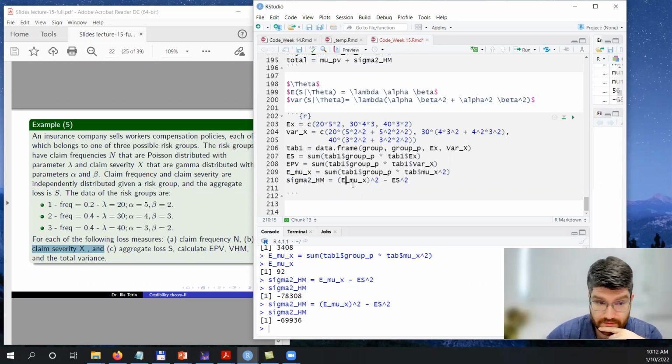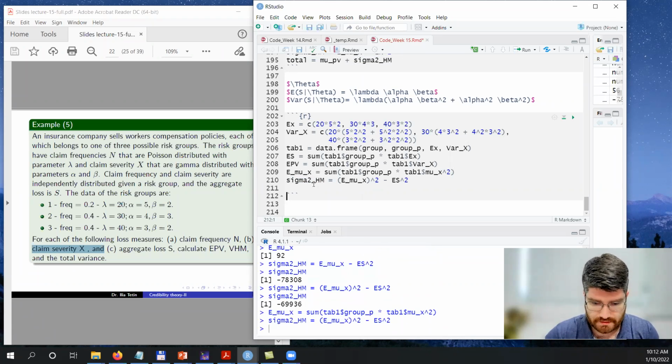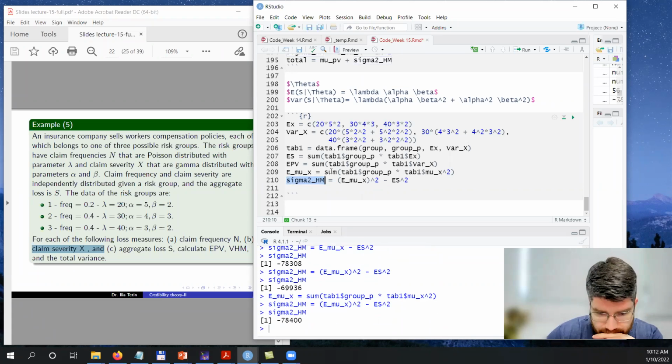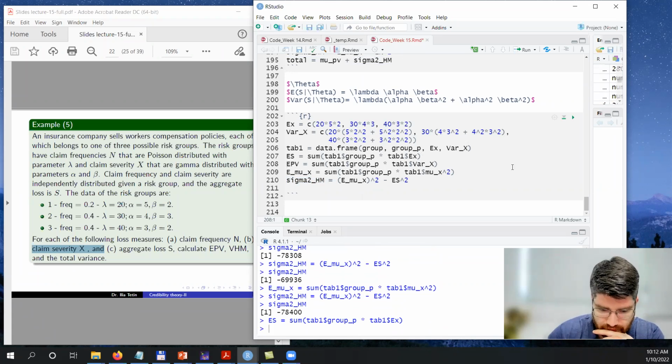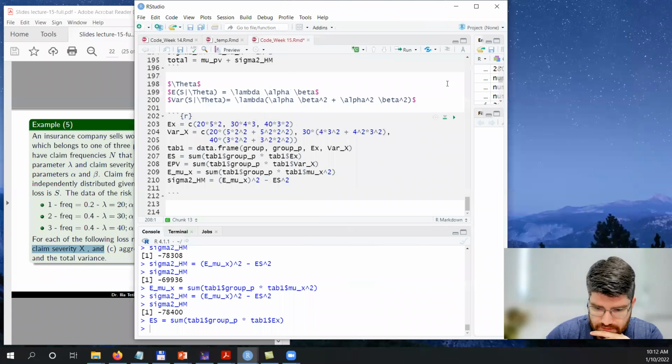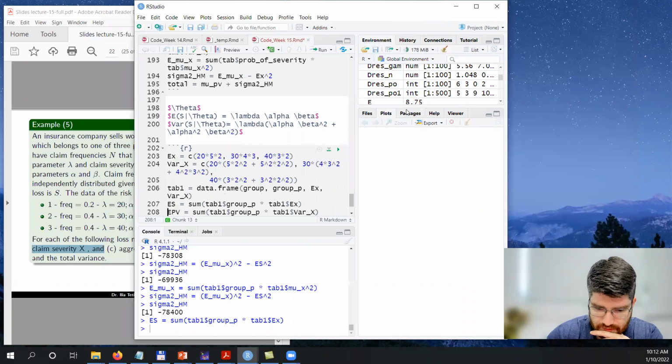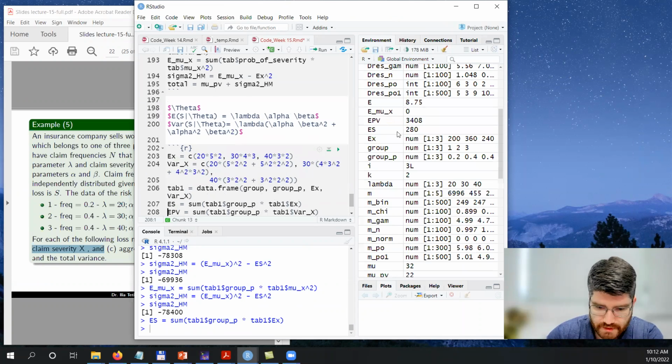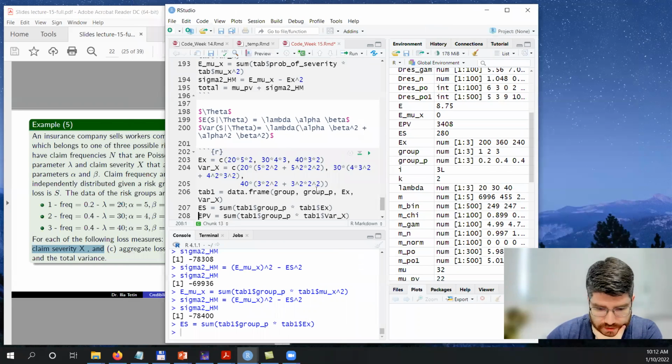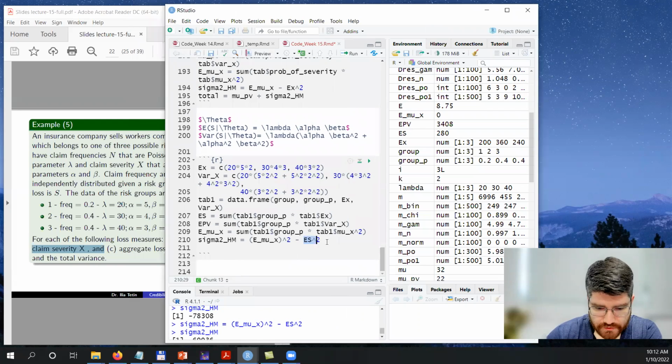That's not good, actually. Mu x tab. Oh yeah, sorry, tab 1. Yeah. ES tab 1. So ES is, let me check those values. So ES is 280, and that's correct. So we will subtract the squared value. This is correct.